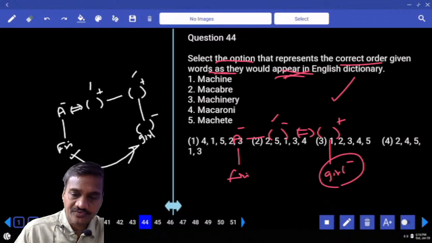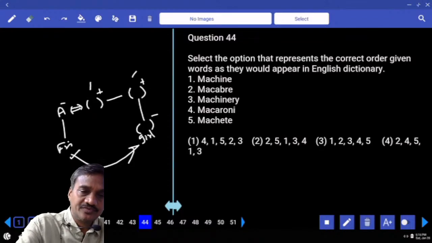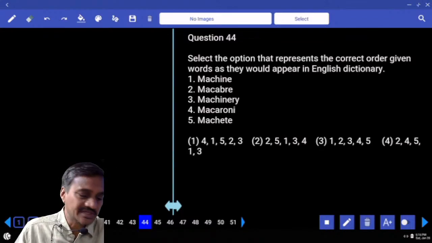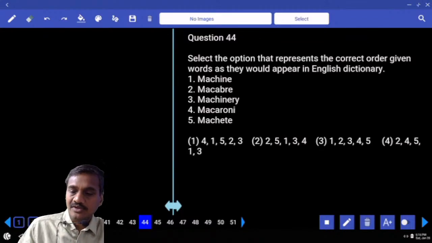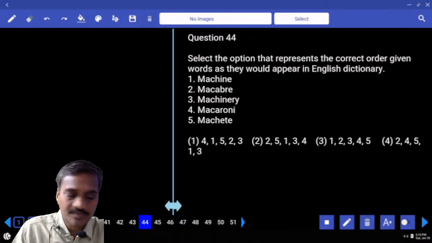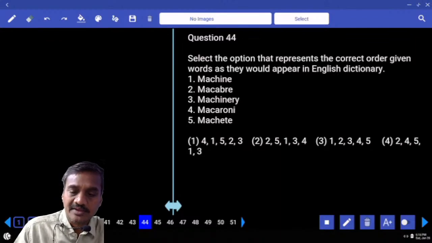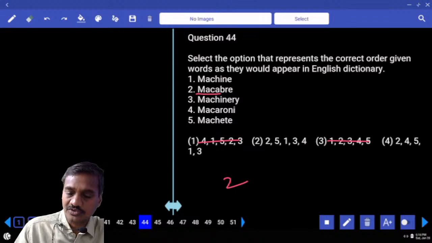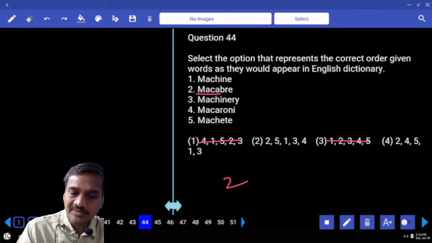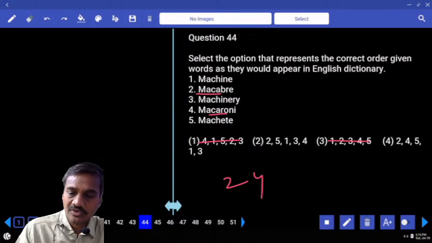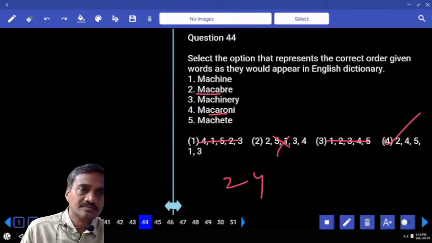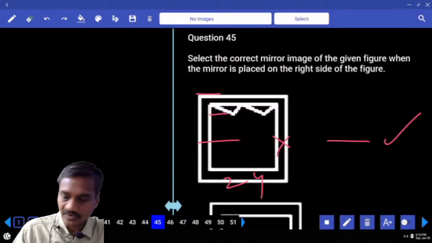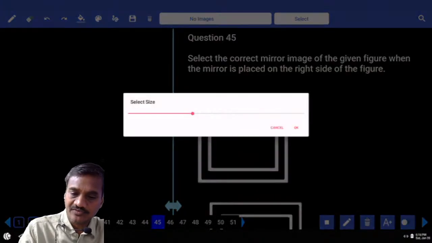The next one, 44. Now we need to arrange all these according to the dictionary order. In the dictionary, tell me which element comes first. MACA comes first, that is 2, so either 2 or 4 choices. Next one after MACA is MACAR, that is 4. 2 and 4, that is choice 4, 44.